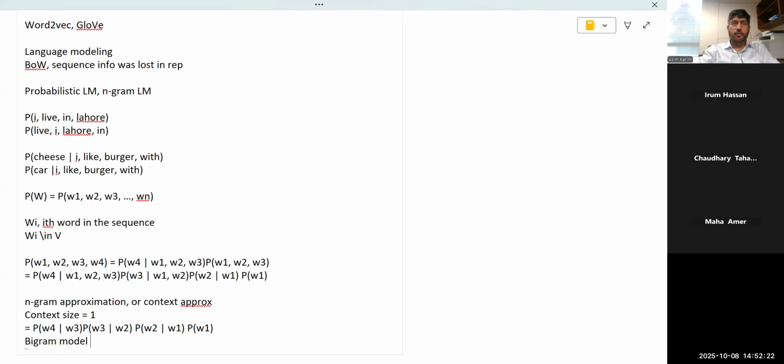And of course, this is also using the Markovian assumption. The Markovian assumption is that in a sequence of words, or in this case a sequence of random variables, the current random variable depends only on the observation of the previous random variable, given the previous value.